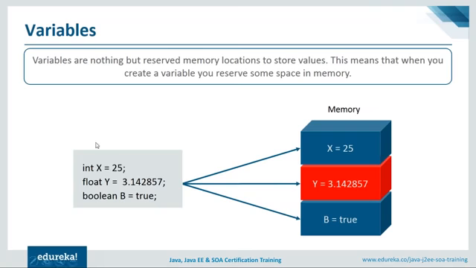Now, if you look at the statements to the left, let's not look at it in terms of a syntax. What I want to do is use three values as part of my program. I want to use 25, I want to use 3.142857, and I want to use true as well. In this case, I would create a variable that would store each of these values. First, I'm going to create x, which is going to store 25, y, which is going to store 3.142857, and b, which is going to store true.